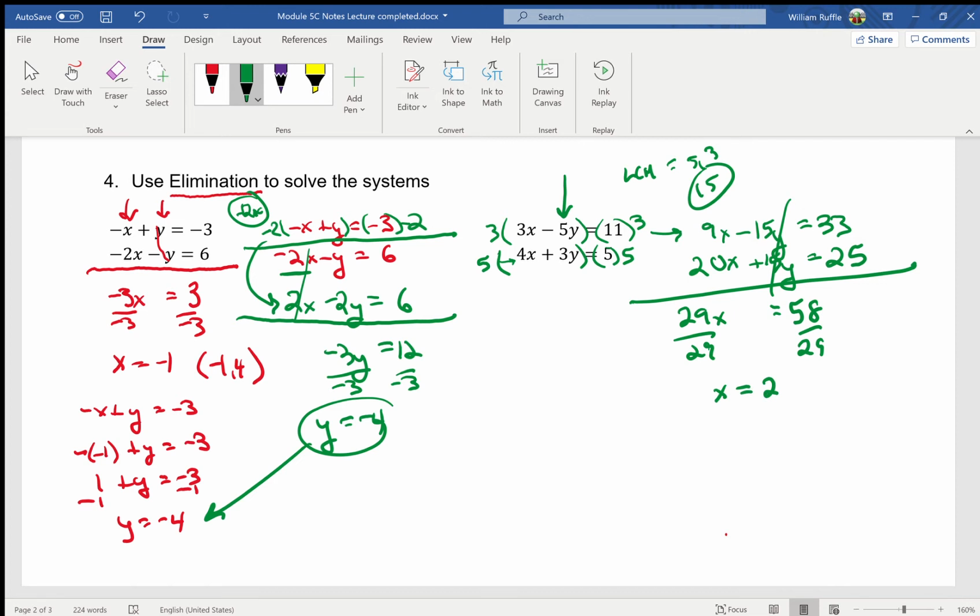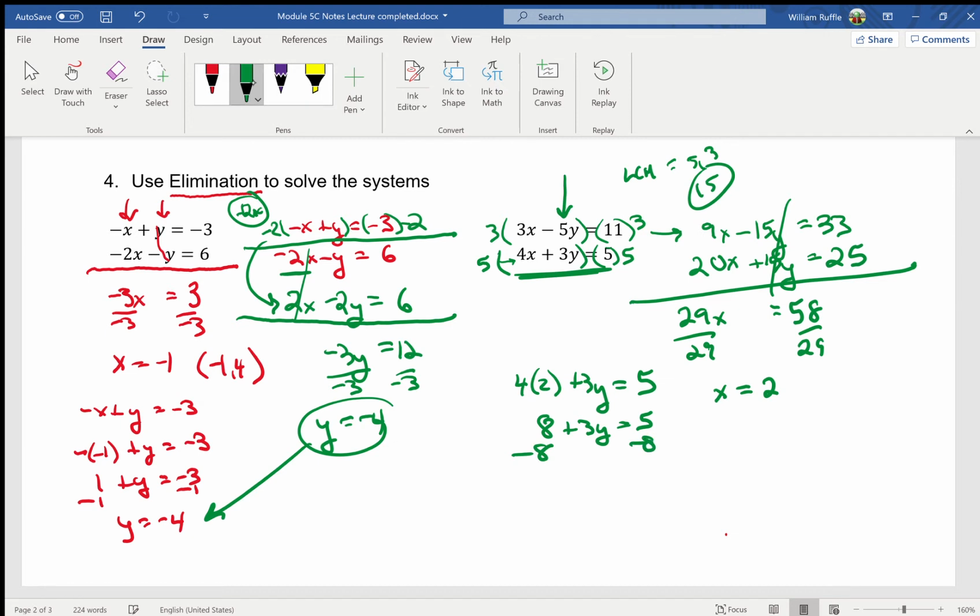Now I still have to find out the y value. Now I could use any one of these equations. None of them are great. But I'm going to look at this one because they're all positive numbers. So I'm going to do 4 times 2 plus 3y equals 5. 8 plus 3y equals 5.